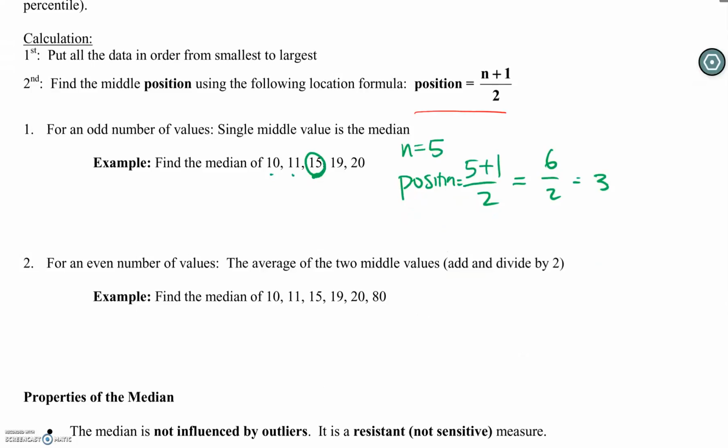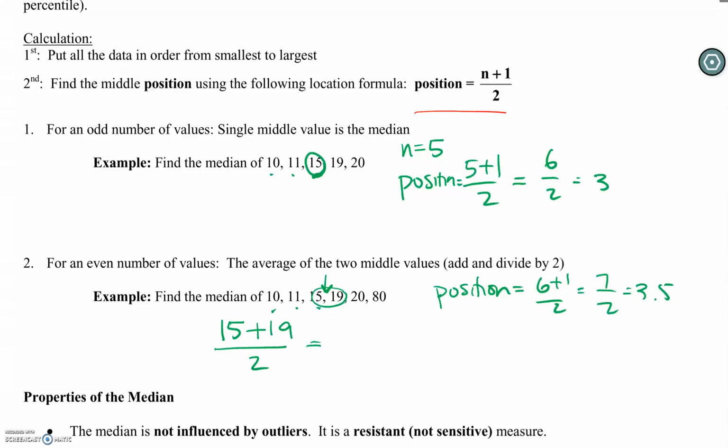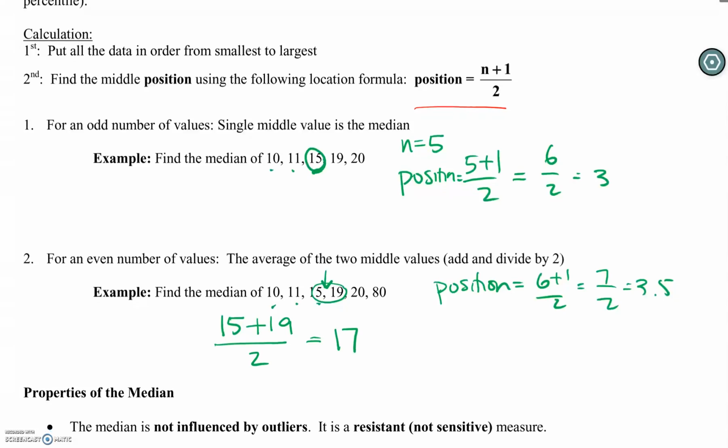If we have an even number, what happens with the position formula? In this case, we have an n of 6. You get 7 over 2, or 3.5. When you count over, you go 1, 2, 3, and your median is directly between 15 and 19. I'm sure a lot of you remember from whenever we learned about medians that we take the 2 to either side and average them to find that our median is 17.